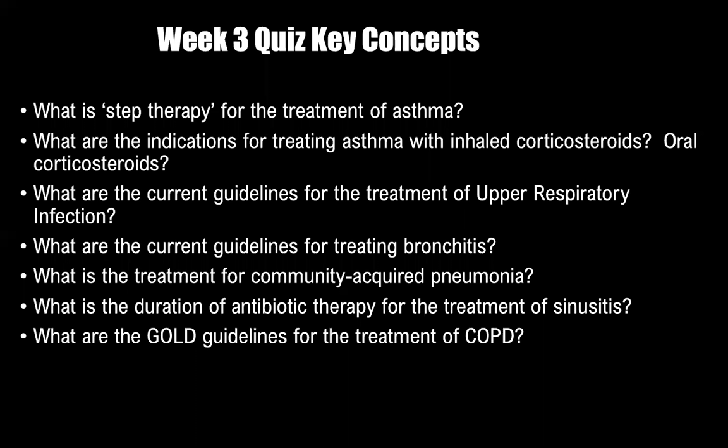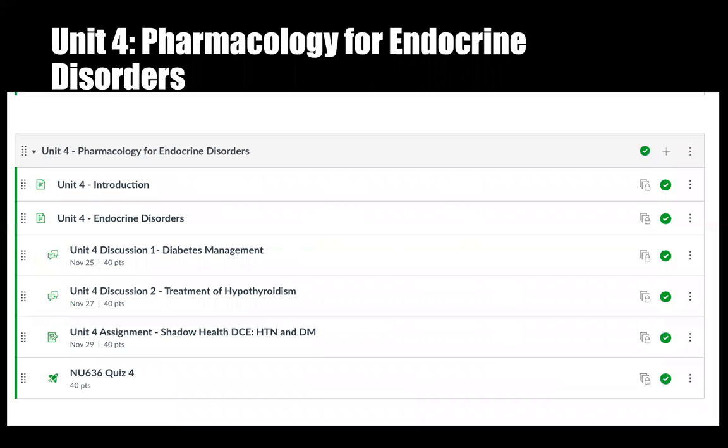Here again are your week 3 quiz key concepts. Make sure that you look through those, make sure you answer those, and you will be successful on the quiz. Unit 4, we're going to talk about endocrine disorders. Again, you've got 2 discussion questions. You've got your first Shadow Health assignment here, talking about hypertension and diabetes. And then you've got a quiz in week 4 as well.